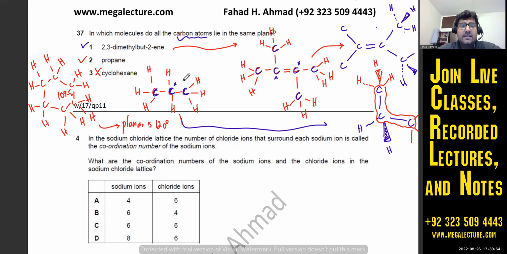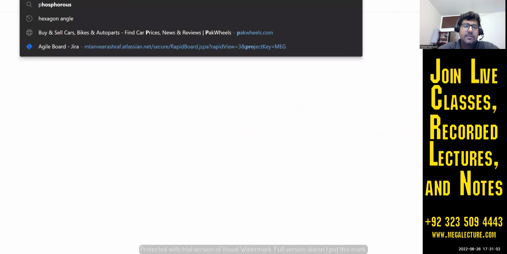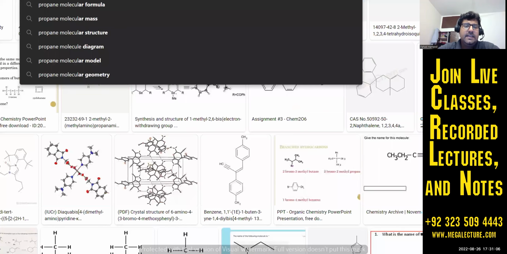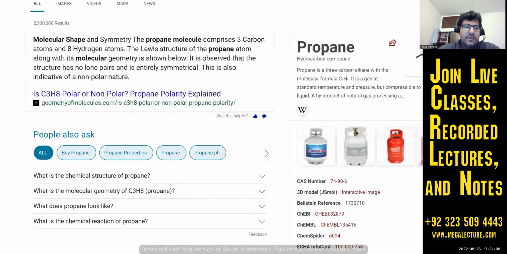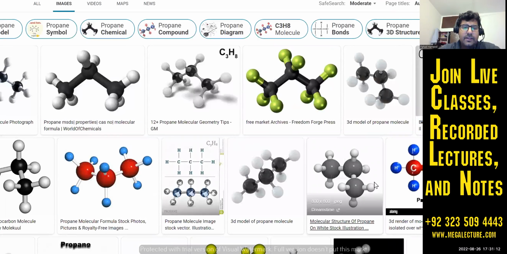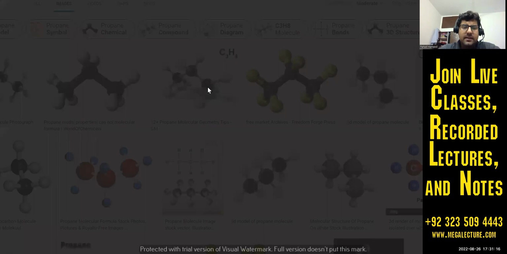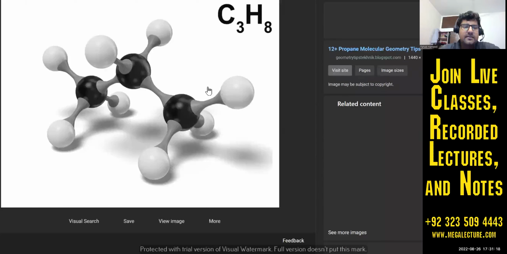We don't know what the angles are. We don't know what the shape is. That you'll only find out when you look at the three-dimensional shape of propane, then you'll know what the shape is. Like the propane molecule shape is going to be 3 tetrahedral structures connected to each other. The propane molecule would be like this.